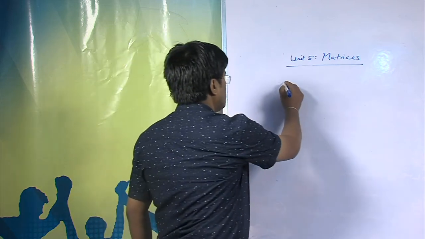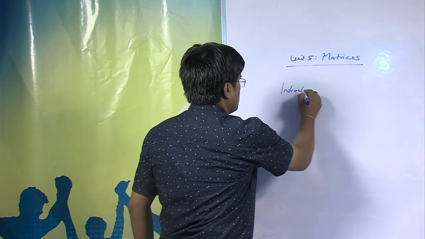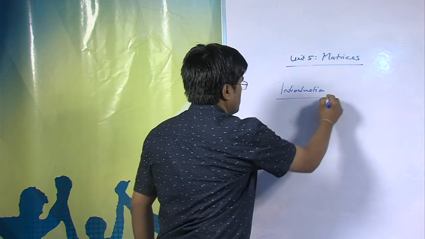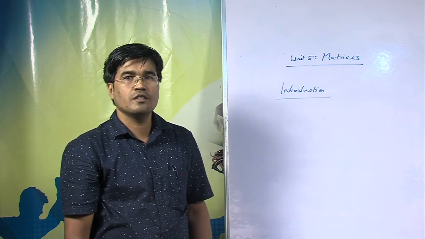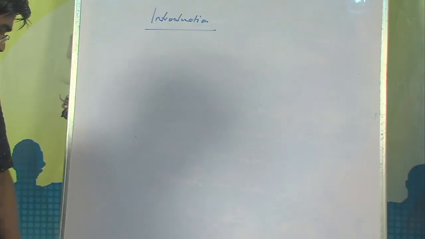We introduce what is a matrix. So, introduction. Matrix is one of the powerful tools of modern mathematics. Matrix was first introduced by the great mathematician Arthur Cayley in 1858. Matrix theory now occupies an important position in subjects like physics, economics, statistics, engineering, etc.